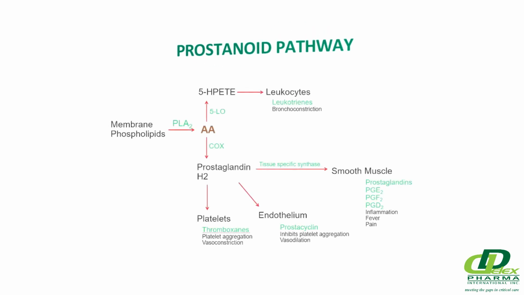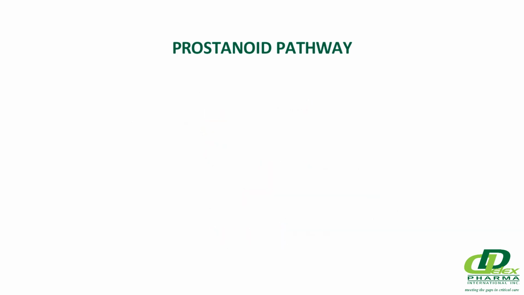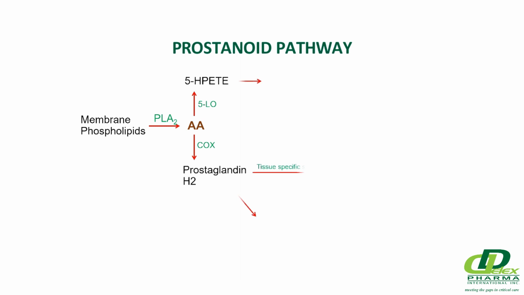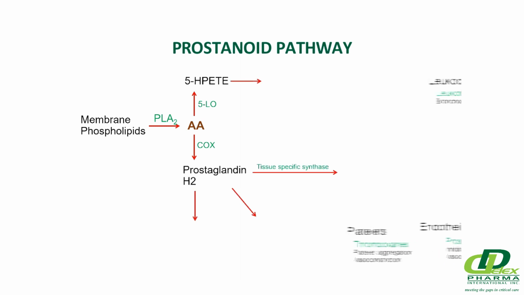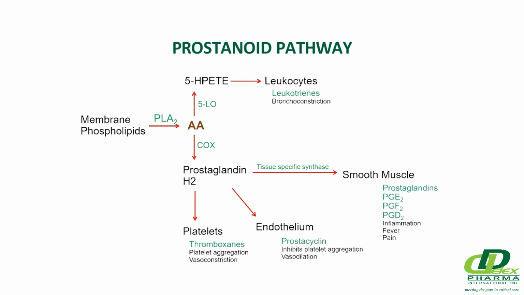This slide is a review of the prostanoid pathway. Arachidonic acid is cleaved from the cell membrane by phospholipase A2. Arachidonic acid is then converted to prostaglandin H2 by COX and to 5-HT by lipooxygenase. Prostaglandin H2, a precursor of all the prostaglandins, is further converted to different prostanoids by tissue-specific synthase.